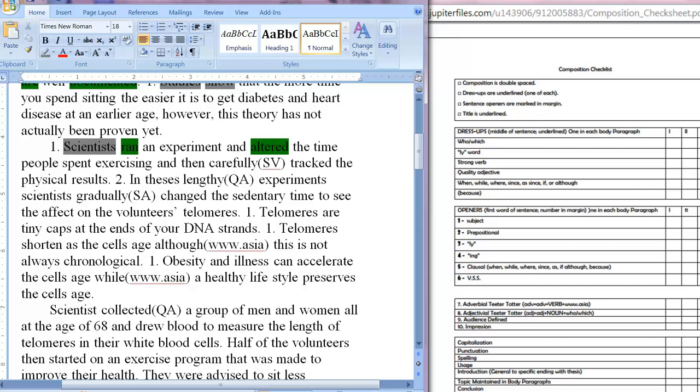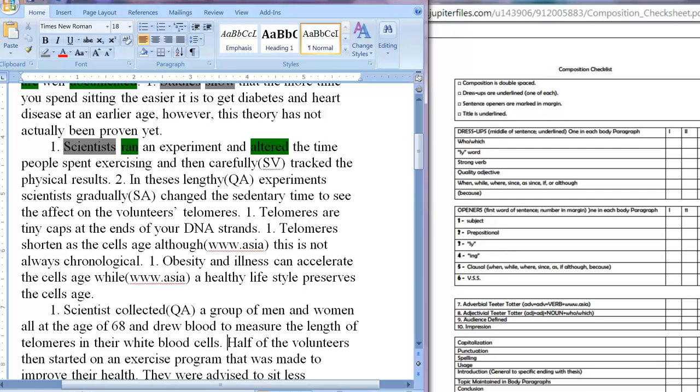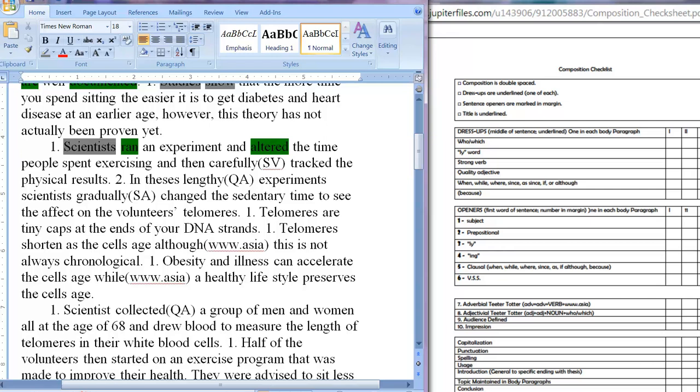A group of men and women all at the age of 68 and drew blood to measure the length of telomeres in their white blood cells. Half of the volunteers then started on an exercise program that was made to improve their health. Right here we have another subject opener. Half started, another subject opener.